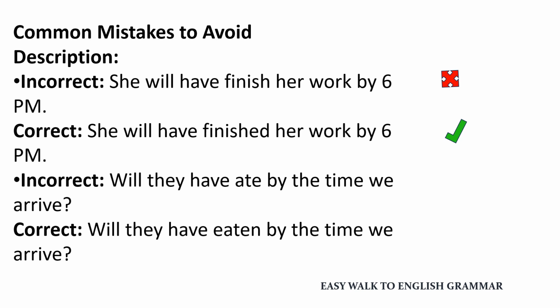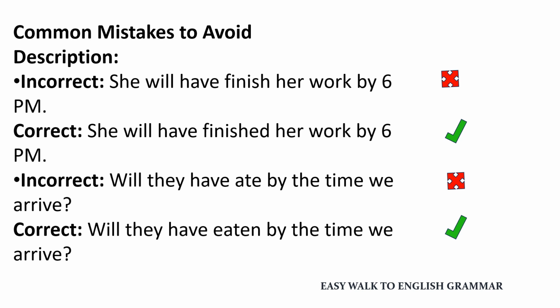The next incorrect sentence is, will they have ate by the time we arrive? The correction is, will they have eaten by the time we arrive? Eaten. In both these error corrections, we see that ESL learners have a tendency to use some other forms of verbs other than the past participle forms after have.